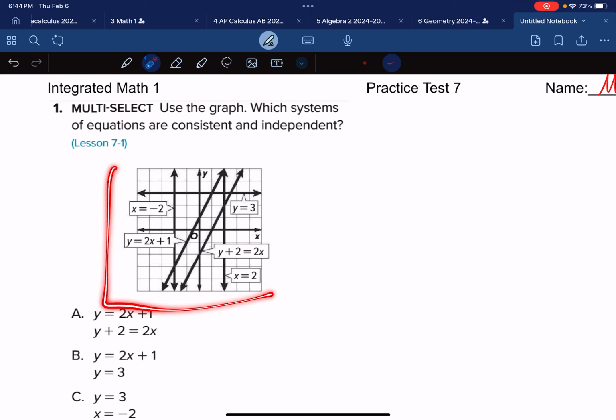I noticed that we are given this graph right here. In terms of a graph, independent means that there's only one solution. There's only one intersection. So, for example, if I have these two lines, there's exactly one intersection. So, luckily, they're all labeled for us.